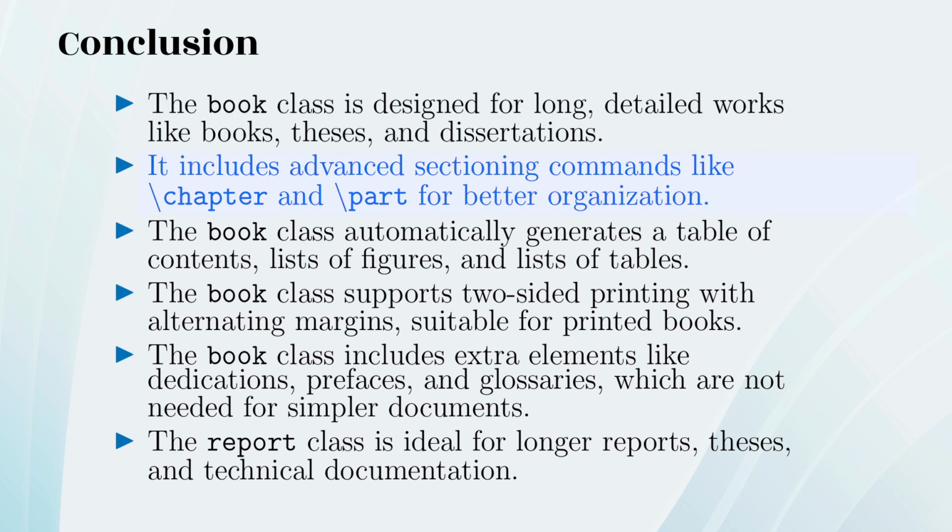The book class includes advanced sectioning commands like chapter and part, ideal for organizing contents into multiple sections. The book class automatically generates a table of contents, list of figures, and list of tables. The book class supports two-sided printing with alternating margins, making it suitable for printed books. The book class includes extra elements like dedications, prefaces, and glossaries, which are not necessary for simpler documents.